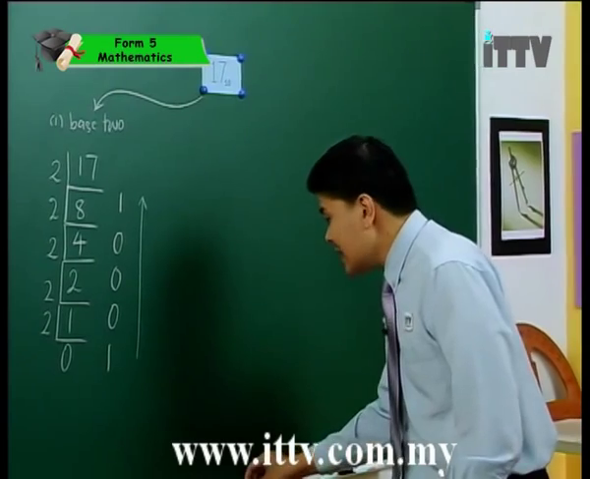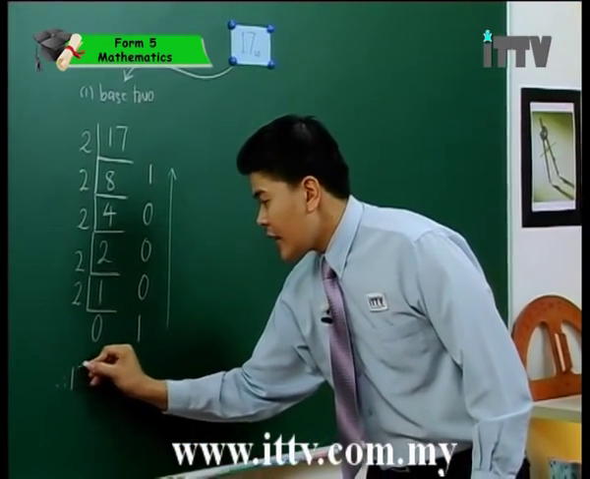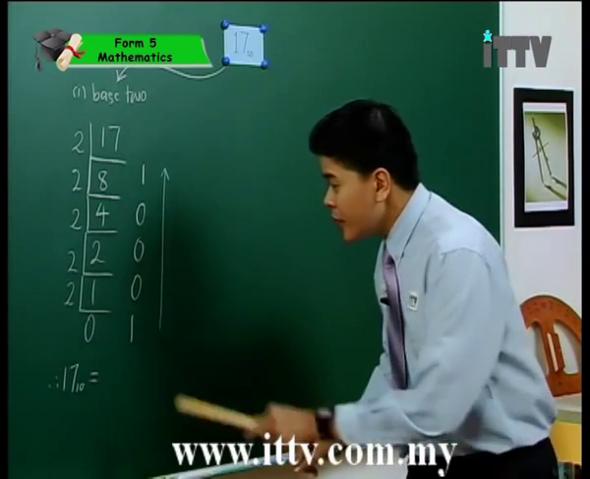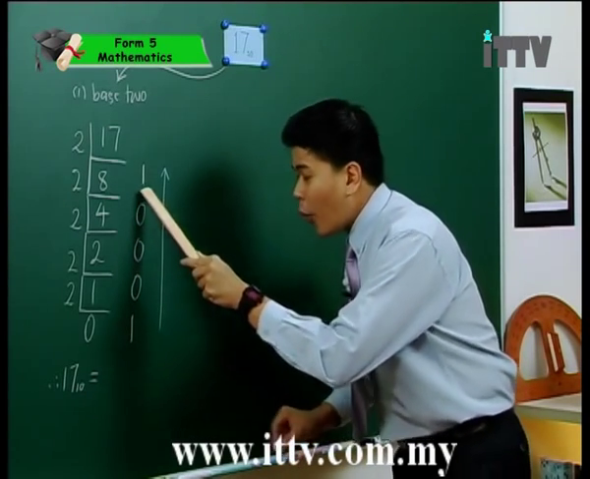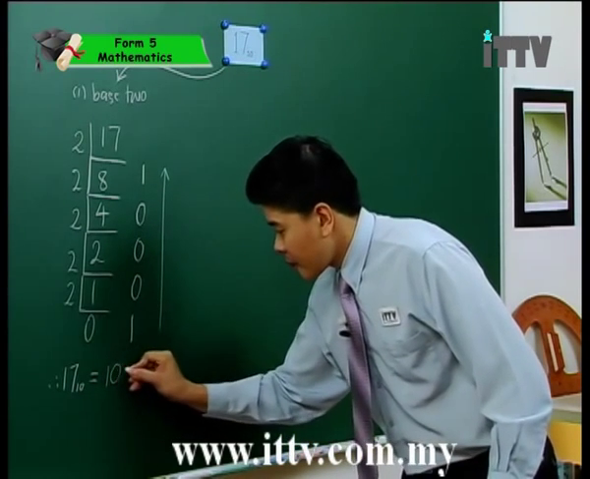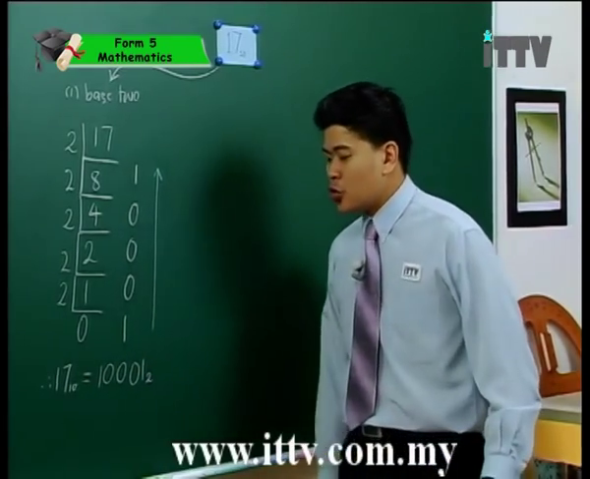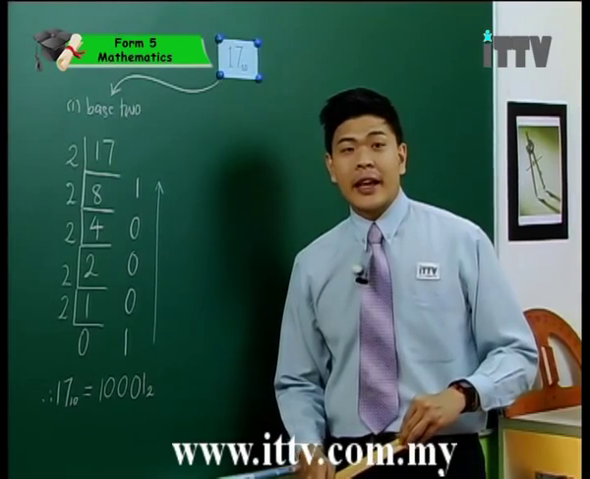So it means that 17 in base 10 is equal to 1, 0, 0, 0, 1 in base 2. Now let's convert 17 in base 10 to base 8.